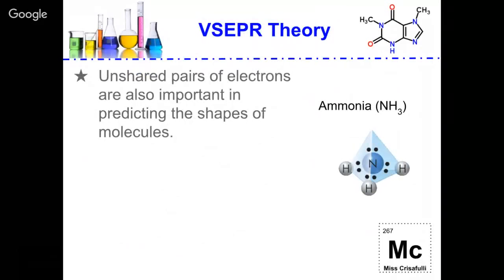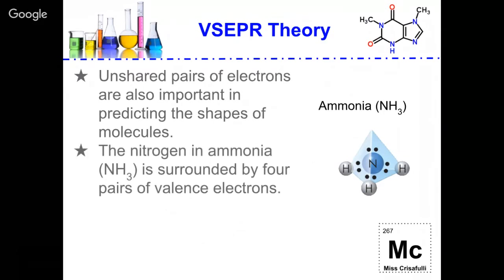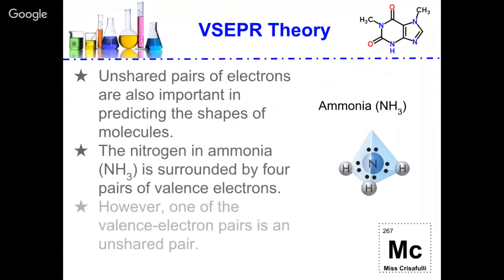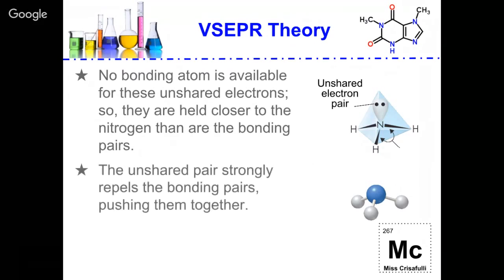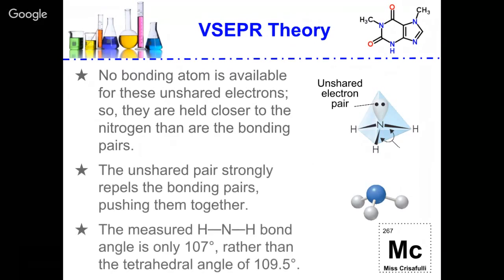We can also have unshared pairs of electrons that will help us. You'll see that when we draw ammonia, you'll have those 2 dots on top of the ammonia molecule that are not in a bond. What they do is they will also repel the electrons in the bonds and make that molecule have a different shape. Those unshared electron pairs at the top are going to push the hydrogen-nitrogen bonds down, and that is going to give them a bond angle that is less than the tetrahedral angle would be, which is 107 degrees instead of 109.5.